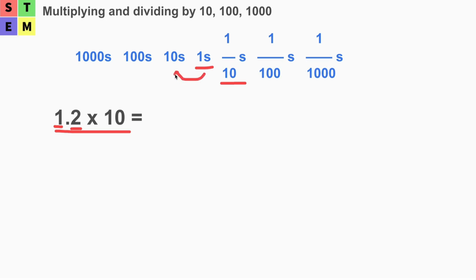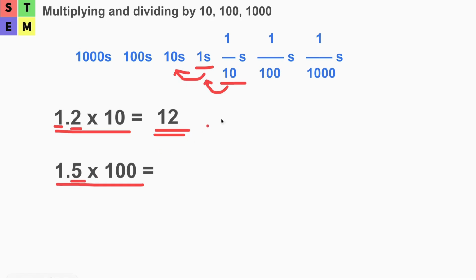So we shift it here, we shift it here, right? So times 10, we'll get what? 12. Okay, so 1.5 times 100. Again, 5 is here, okay, and 1 is here, 1's place. But this time we times 100. That means we are going to shift 2 places to the left, right? So 5 from here to 10's place, and 1 from here to 100's place.